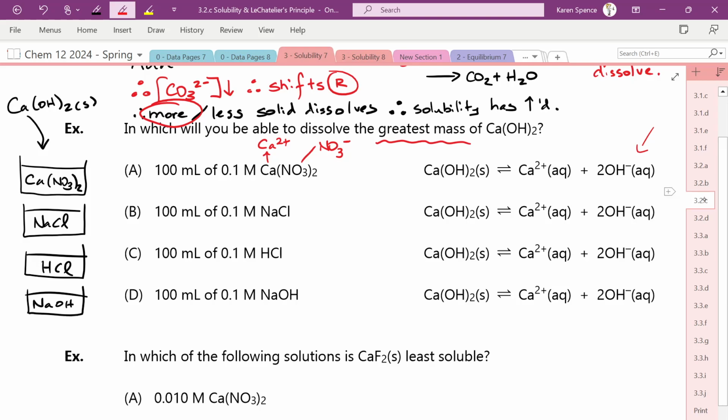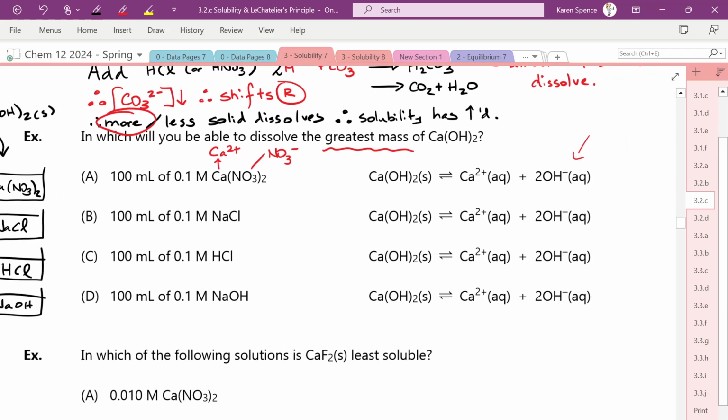Okay, so I feel like most of you have gotten it, or at least are getting there. So if we have this calcium here, calcium ion concentration has gone up, so we shift to the left, so there's less solid dissolved. So will we be able to dissolve the greatest mass? No. If we have Na, what do Na and Cl do? They do nothing. If you look at your solubility table, sodium is soluble with everything, and chloride only precipitates with silver, lead, and copper 1. So this would be the same solubility as in regular water.